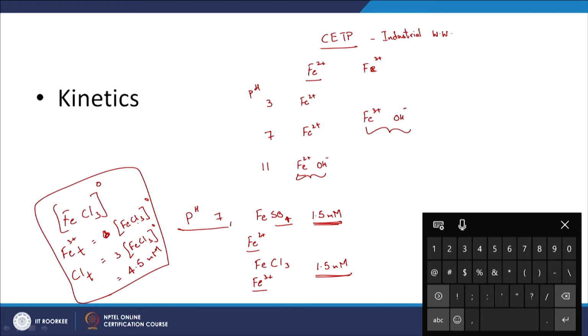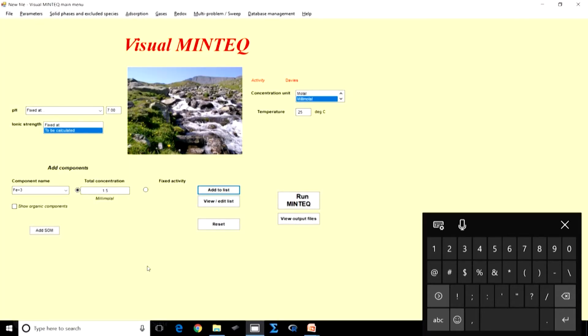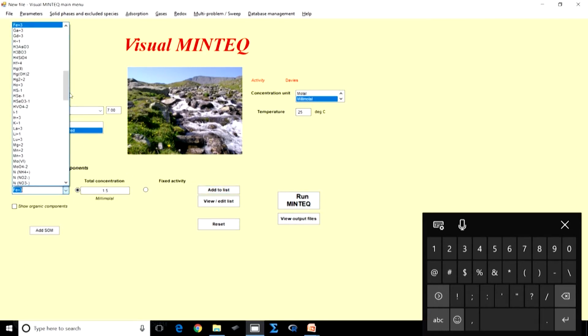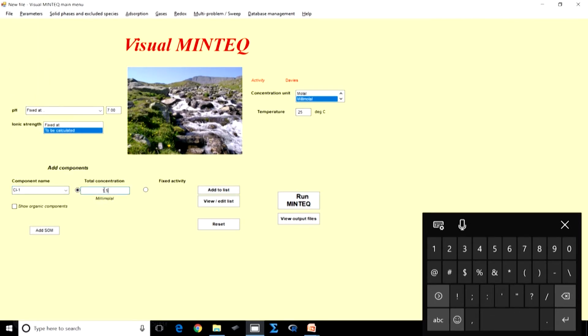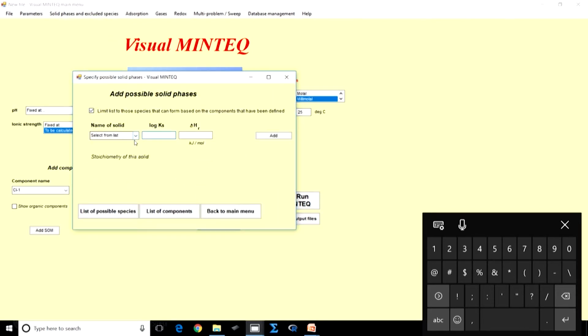So Fe total, what is the source? The source is the FeCl3. So I need to plug in Fe total 3+ as 1.5 millimolar and Cl total as 4.5 millimolar, right. So let us plug in this millimolar concentration, add it to the list, and then Cl, I need to plug that in as 4.5. Okay, add that to the list, and again I am going to specify relevant possible solid phases.